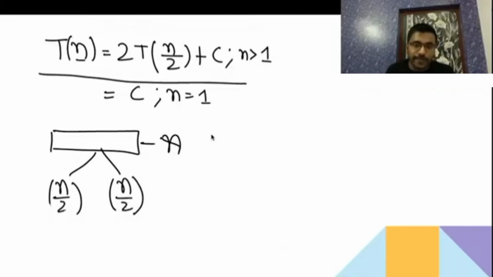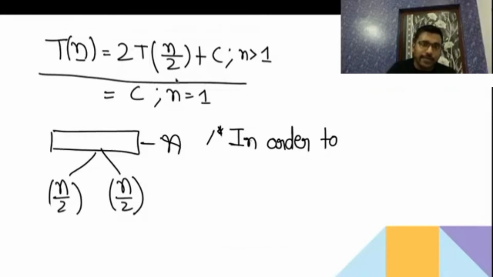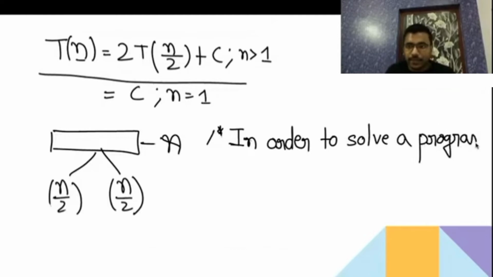Okay, because later when you do the revision, it should be in your notebook, otherwise you will not be able to remember or understand it later. Okay, in order to solve a problem, so I am writing the meaning of that equation. What that means: in order to solve a program, for a program we are getting a time complexity T(n).